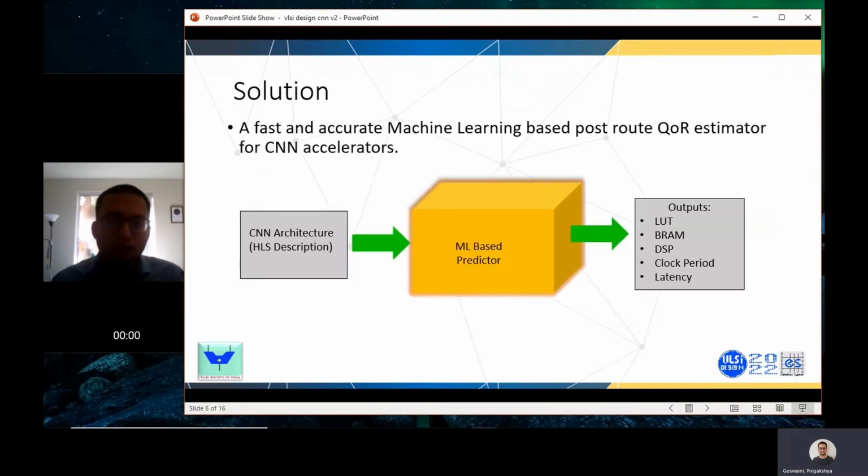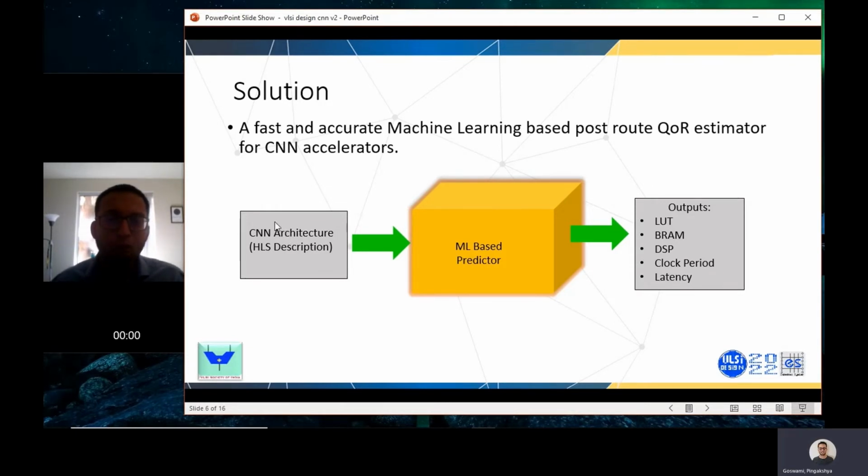In order to speed up the design process and help the designers, we came up with a machine learning based methodology where the designers do not have to perform any C synthesis or logic synthesis in their designs to generate their post-route QoR.